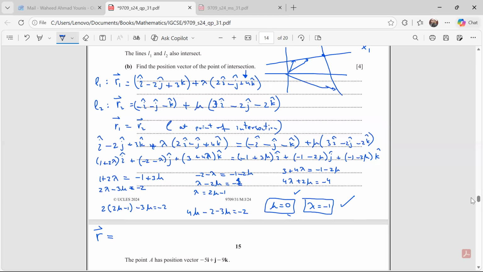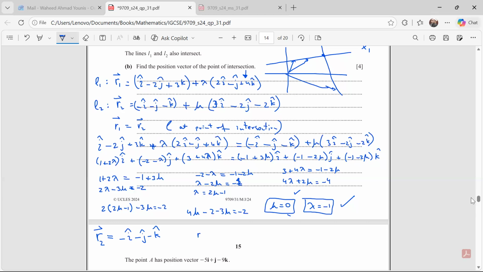So if mu is 0 and lambda is minus 1, this is equal to minus i, minus j and minus k. So this is the position vector of the point of intersection. Okay, let's confirm this answer by substituting in the second one, so this is the r2 vector, right?